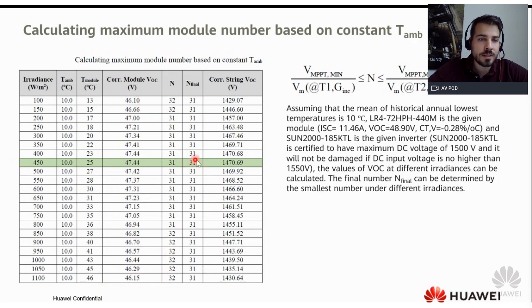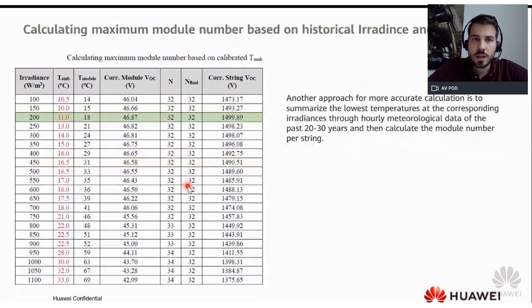And as you can see here, during the irradiance of 450, in that case, we will have the largest VOC, even though this is not 1,000 watt per square meter and not the lowest number. But it means that in this case the panel receives enough light to have the largest VOC, and we have to calculate based on this. And the final number of how many panels we can put in one string is 31.